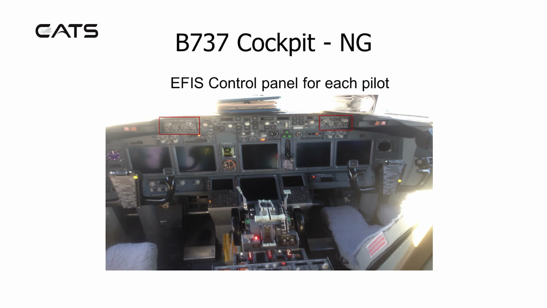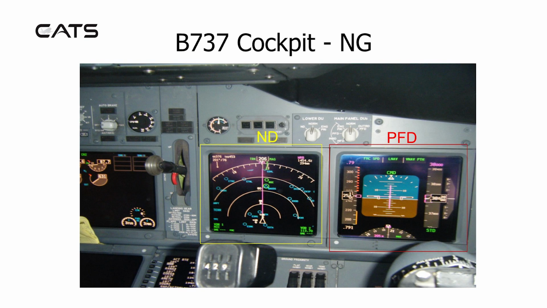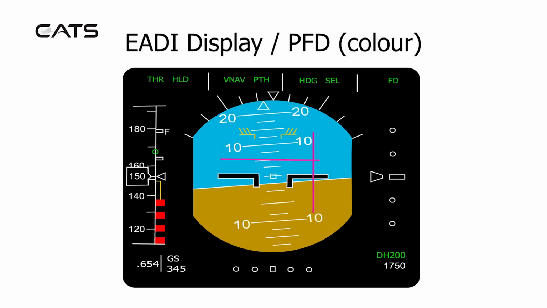Here's the EFIS control panel for each pilot. This is used to control what information is displayed on the primary flight display and navigation display. Here's the primary flight display on the right and the navigation display on the left on the 737 NG. The EADI display and PFD are shown diagrammatically in colour.